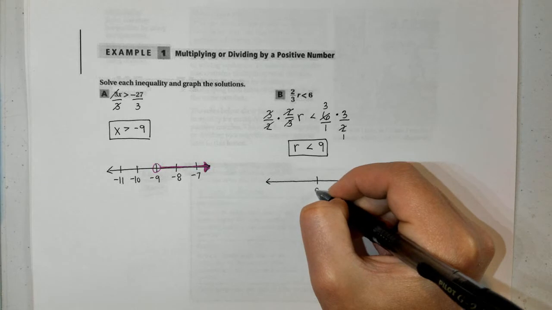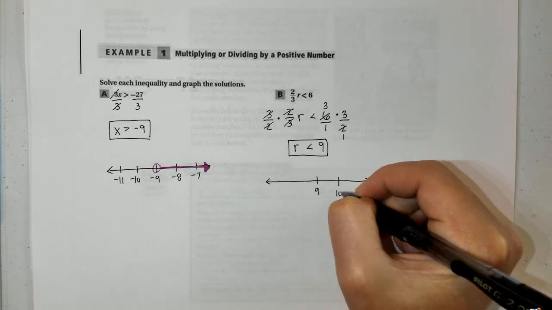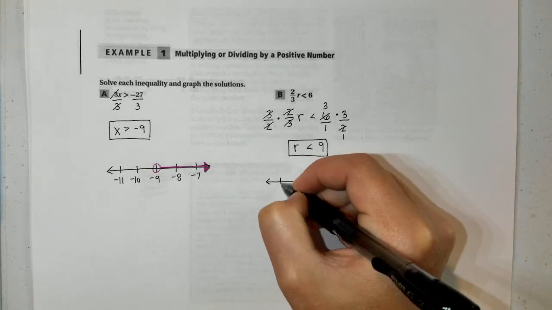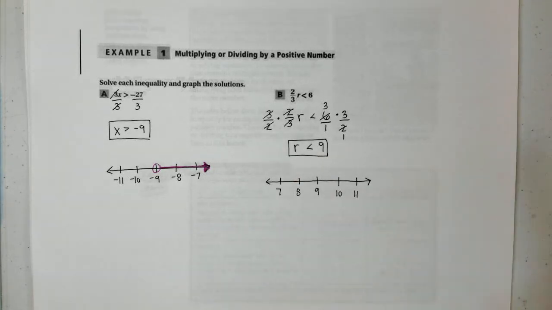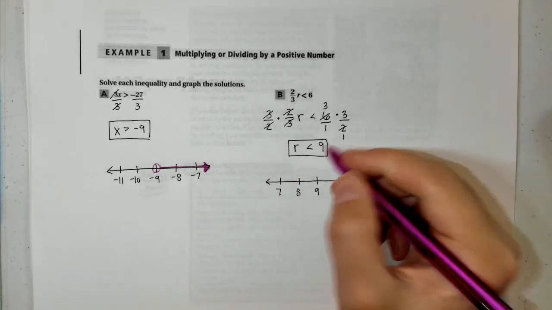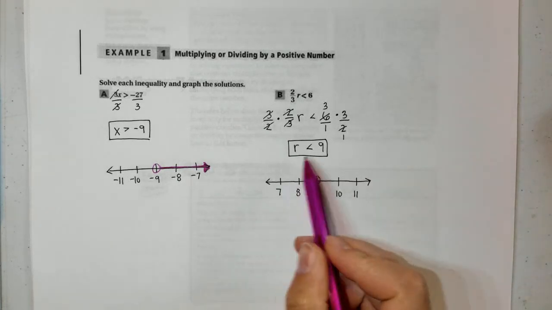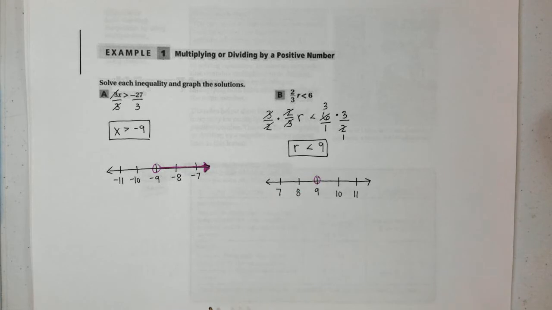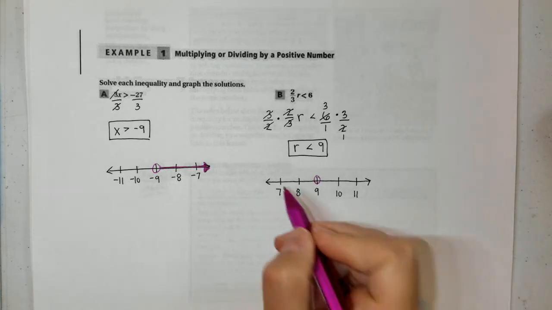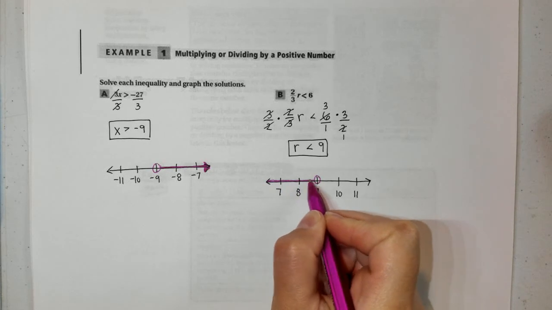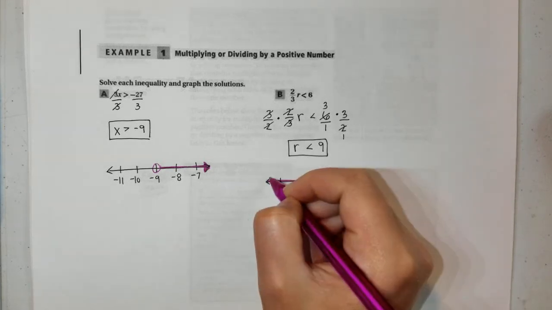I'm going to have 9, 10, 11, and then the other way, 8 and 7. I have less than, so I'm going to have an open dot at 9. And then less than, I want numbers smaller than 9, like 7 and 8. So I'm shading to the left here, and then I'll draw my arrow.